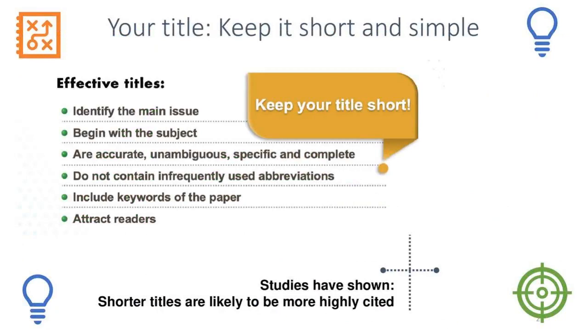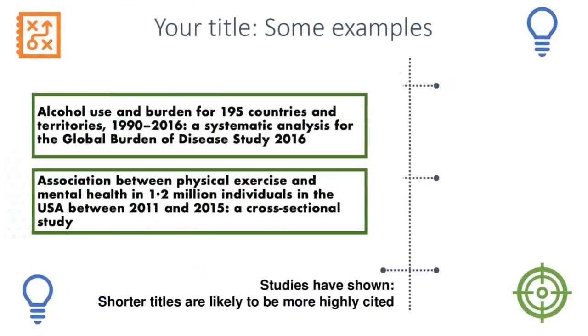So keep your title short and simple. The main issue, the subject, don't include infrequently used abbreviations, and make sure you attract people's attention. Studies have shown that shorter academic article titles are likely to be more highly cited. Your title should be effective. Here are some examples published that were highly cited in 2019. Don't forget that studies have shown that shorter titles are likely to be more highly cited. So that's tip number 1 for boosting your citations: effective keywords and an effective academic article title.